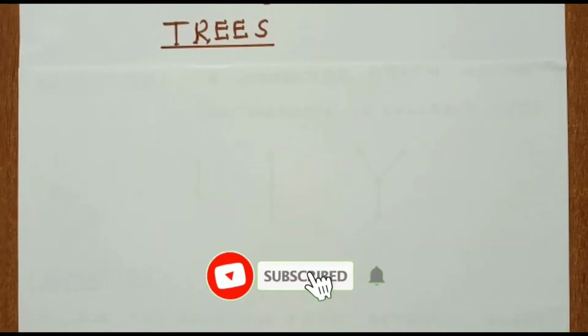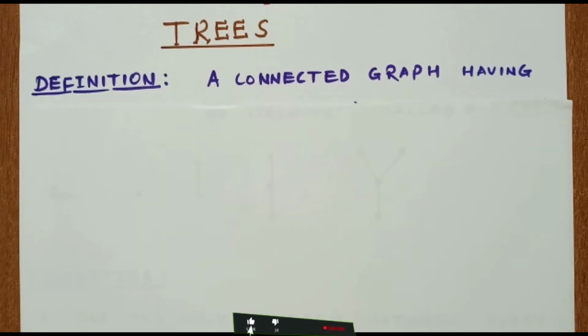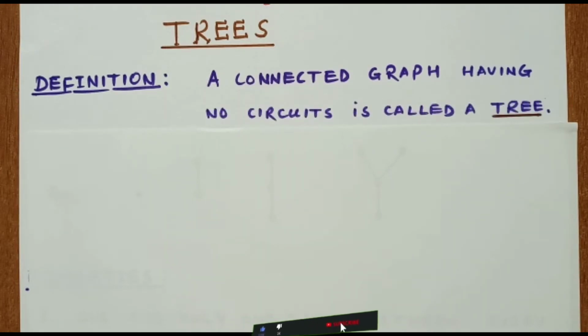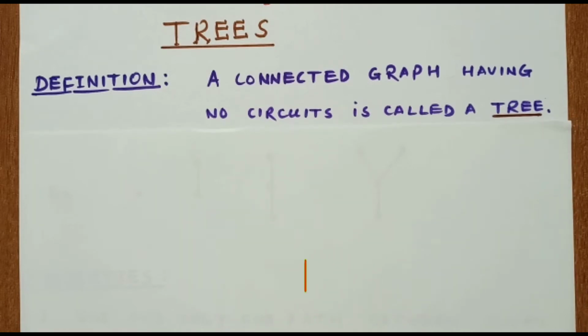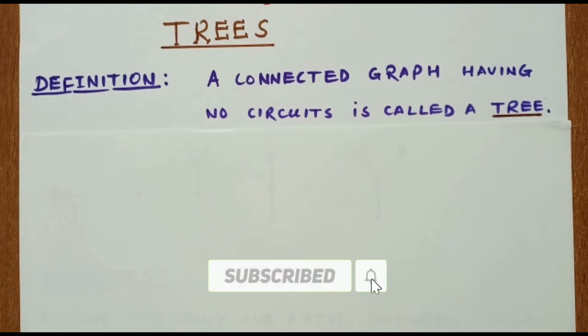Today we will explain about trees in a graph. So what is a tree? A connected graph having no circuits is called a tree. It means in a graph, no loop and no parallel edge. So this is called a tree.